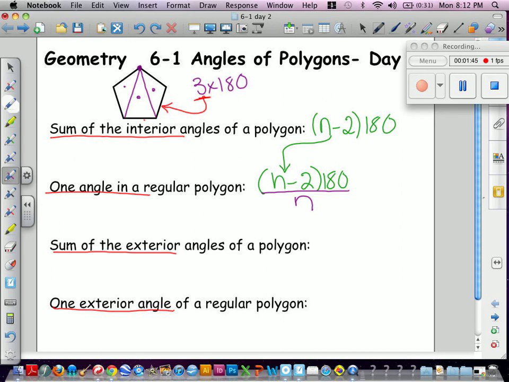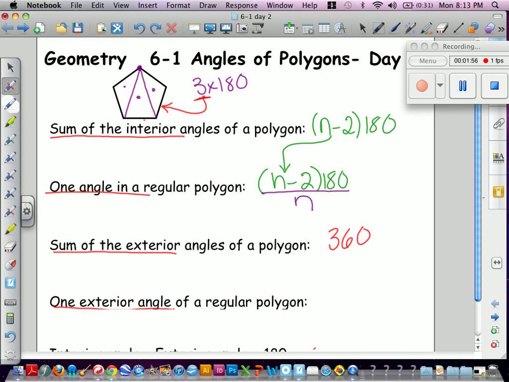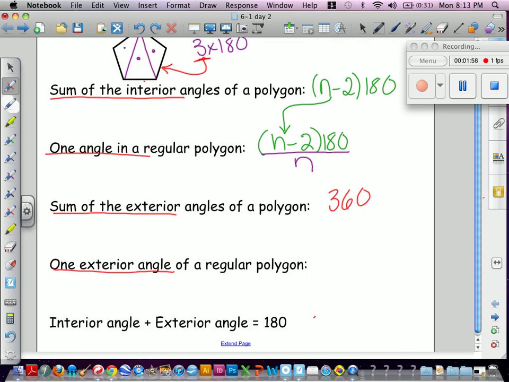In your chart that you created, you should have discovered that the sum of the exterior angles will always be 360 degrees. When you're looking for one exterior angle, you're going to take your sum of the exterior angles, 360, and split it equally between the exterior angles, which is the same as the number of sides.